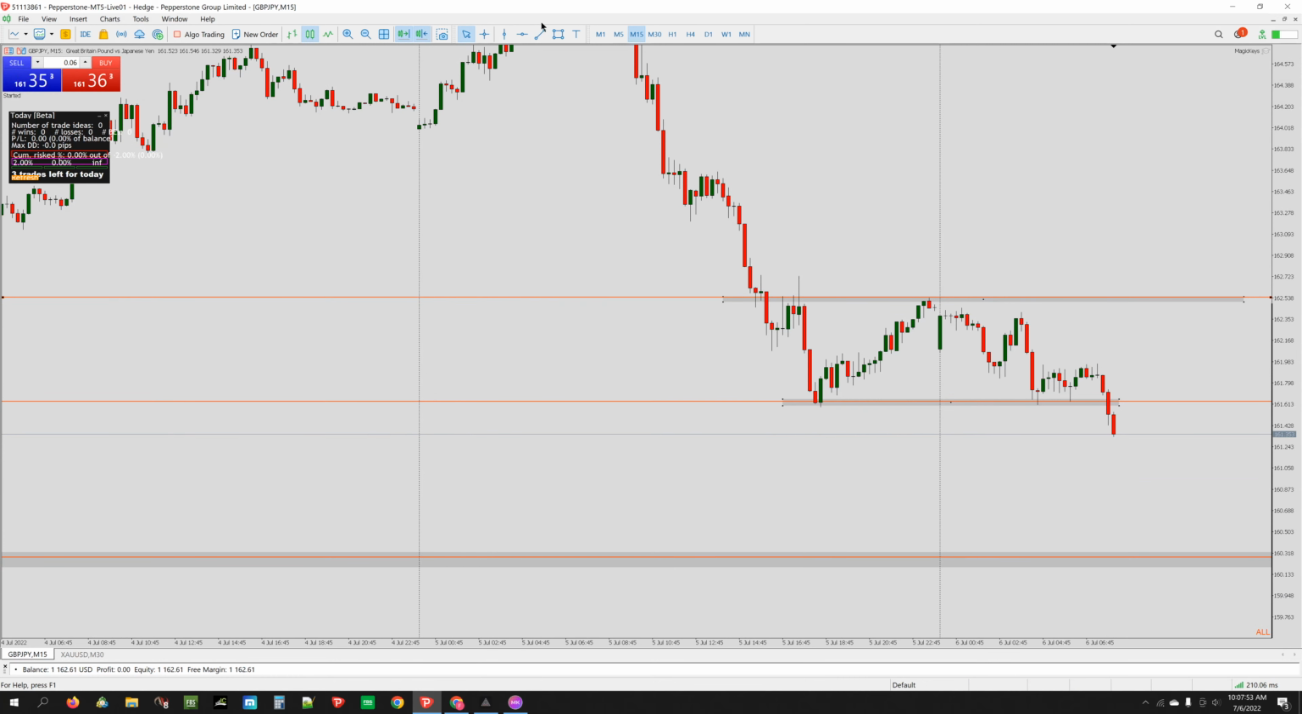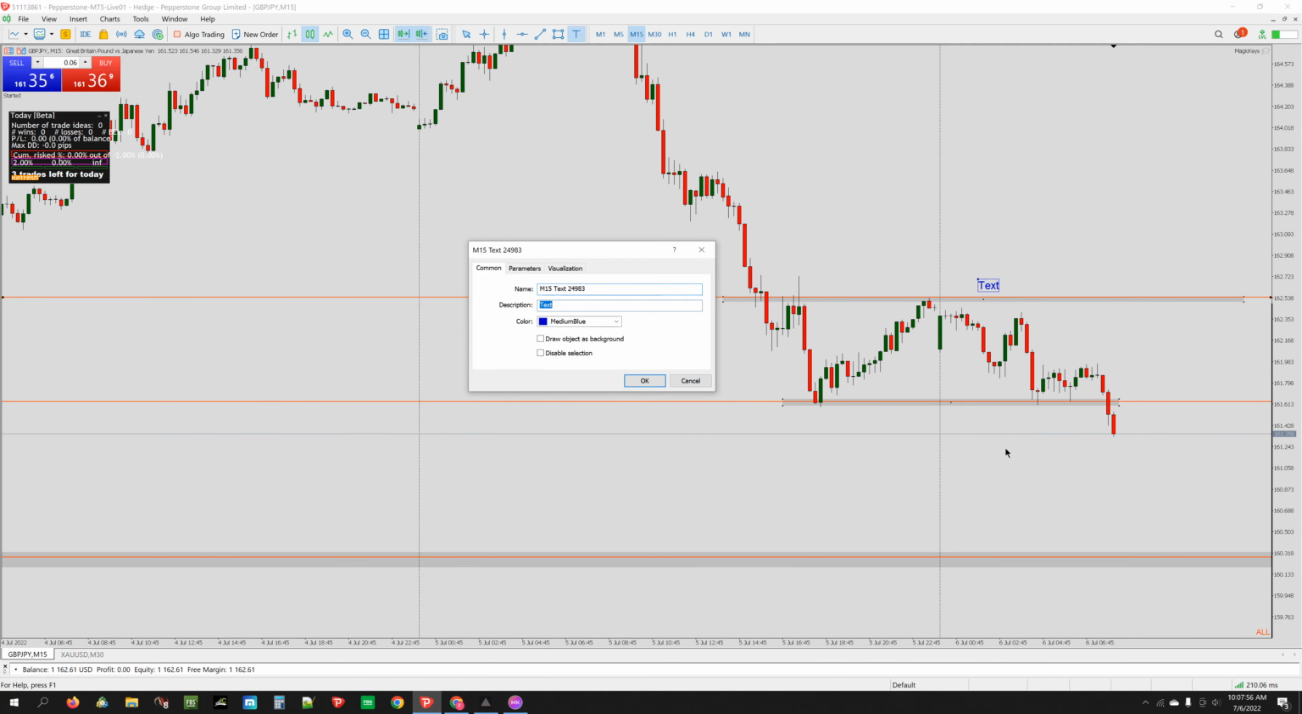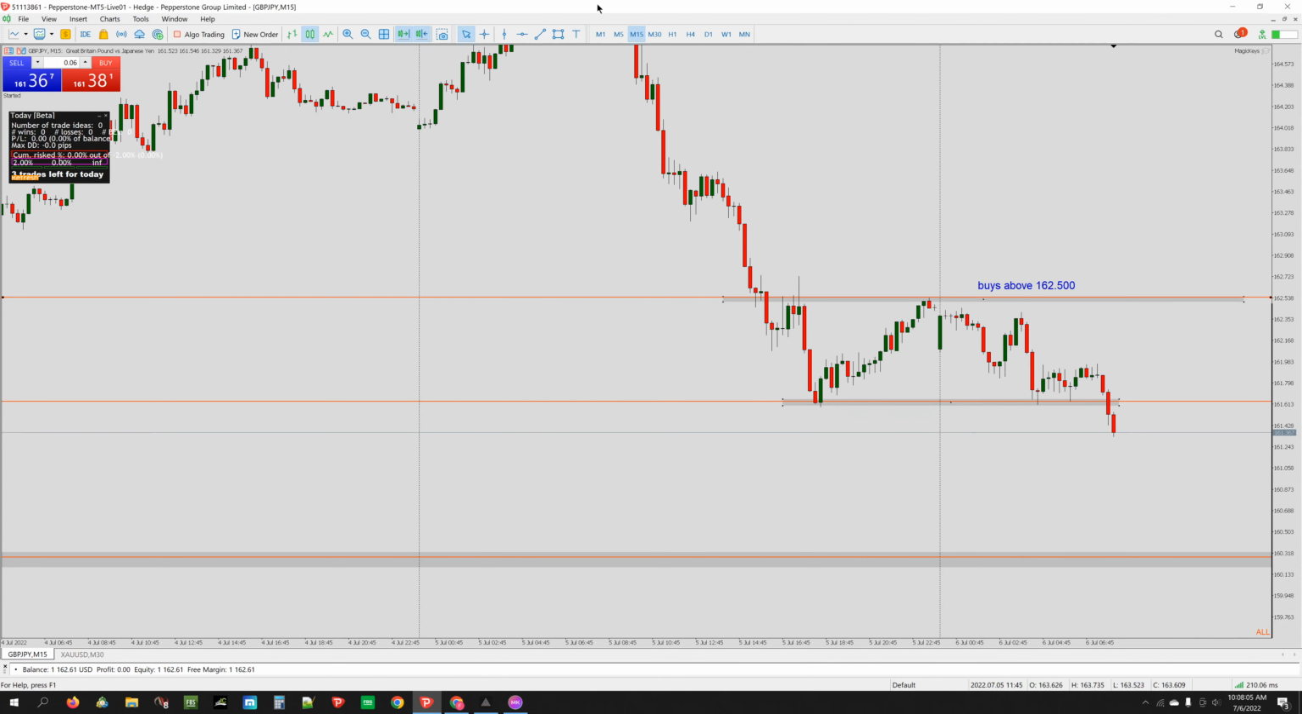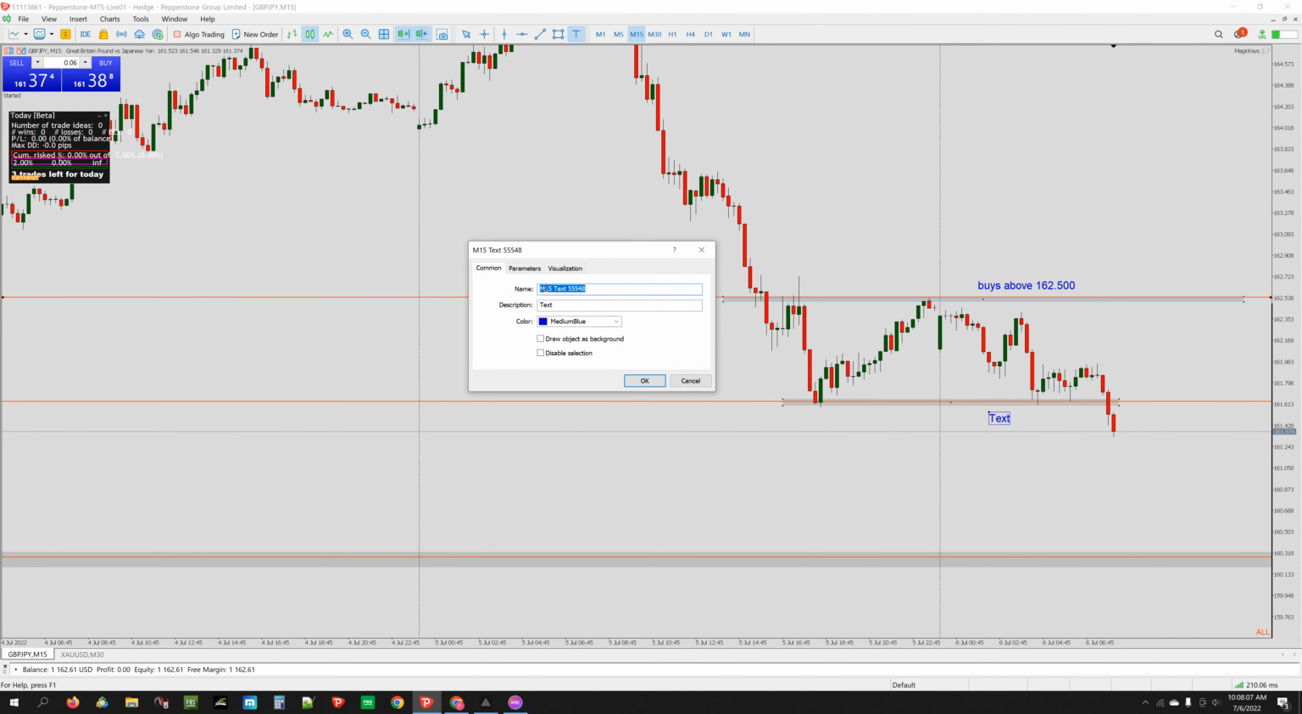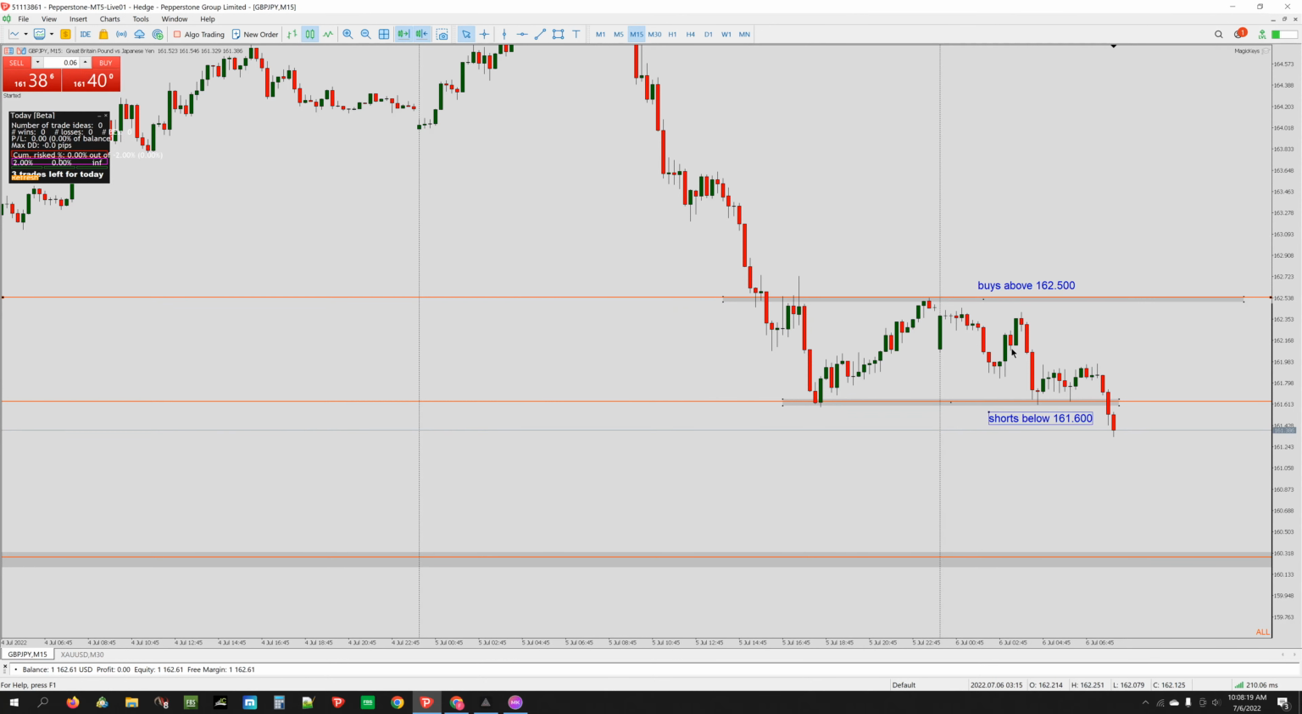So let's write down our analysis. Buys above 162.500, shorts below 161, shorts below 161.600. Yeah, so this is our whole idea.